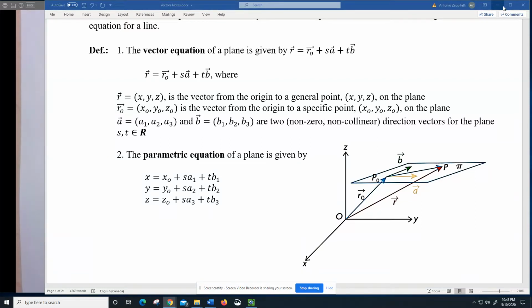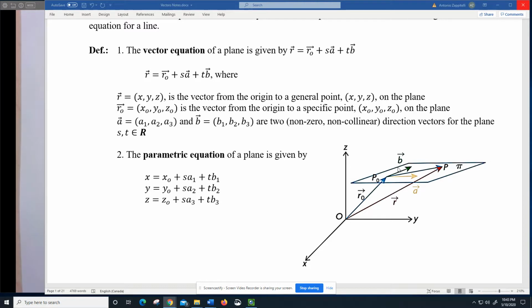Let's just recall where we left off. We were trying to determine a way to define the points on a plane in 3-space. And what we saw is we could use this idea of using two basis vectors to allow us to describe any vector on the plane.